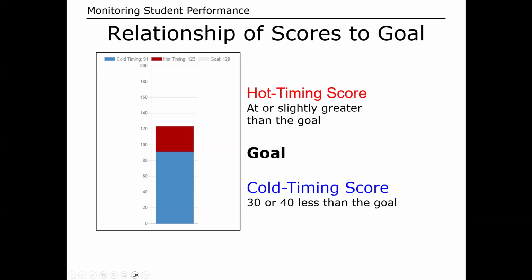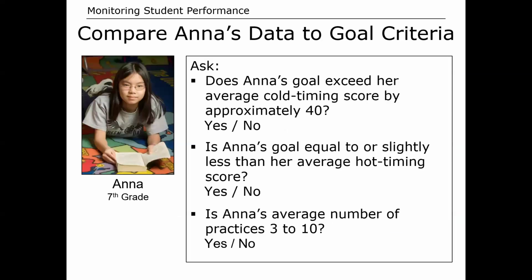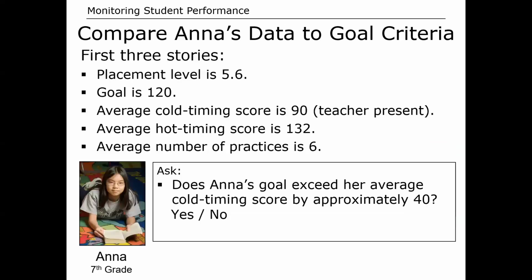Okay, so let's take a look at Anna's data. As a 7th grader with a goal of 120, her average cold timing score is 90, hot timing is 132, and she's practicing 6 times. So I'm going to ask these 3 questions one at a time, just like I did for the level. And all the information you need to answer these questions is going to be on my slide. So you can just look at that.